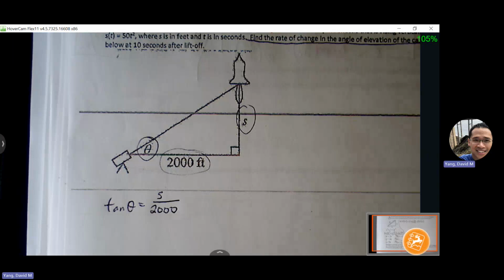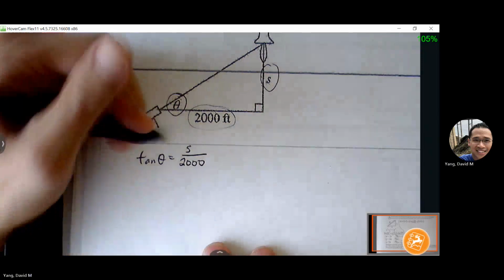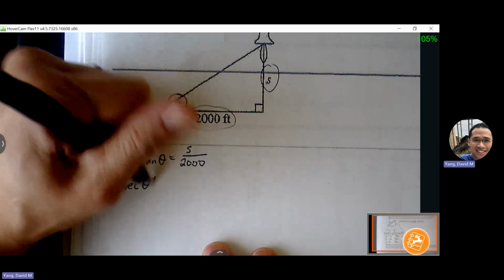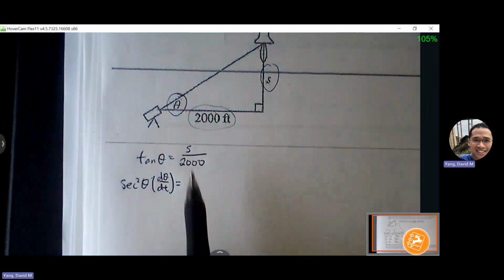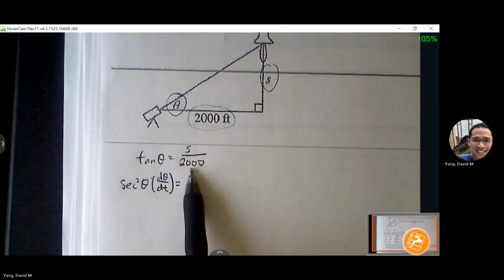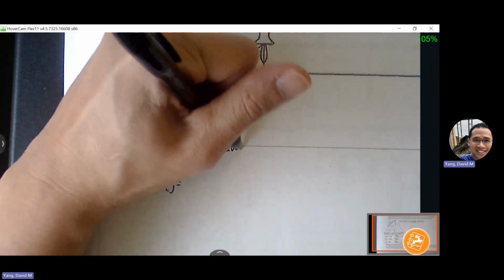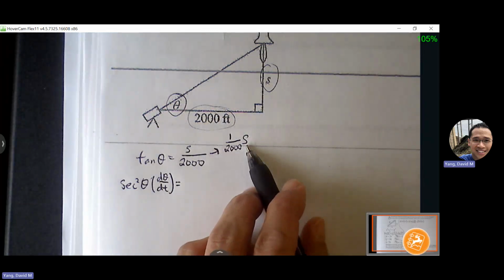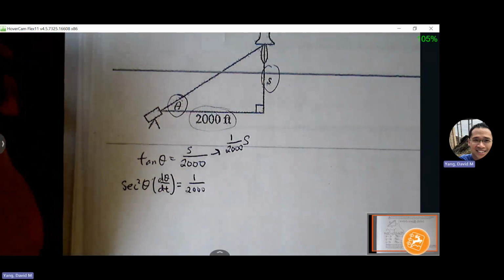Okay, we start off with this trig equation. Now we can move on to our derivative. Tangent theta becomes, what's tangent's derivative? Secant squared times d theta dt. And what rule can we use on the right side here? Just power rule, right? S over 2000, the same thing as 1 over 2000 times S. We can just think of it as some number in front of my variable. So what's the derivative of 1 over 2000 times S? 1 over 2000. Anything else? Yeah, ds dt, good.